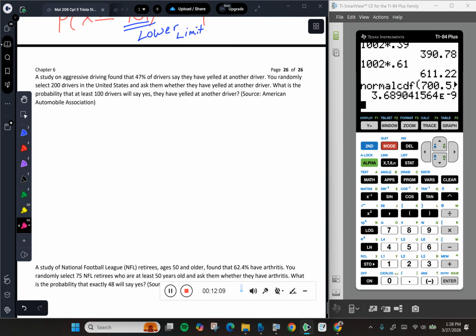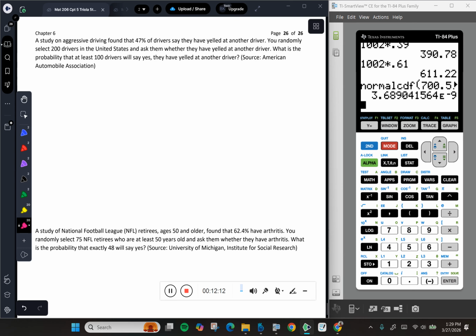All right, let's take a look at another example. A study on aggressive driving found that 47% of drivers say they have yelled at another driver. You randomly select 200 drivers in the United States and ask them whether they have yelled at another driver. What is the probability that at least 100 drivers will say yes?